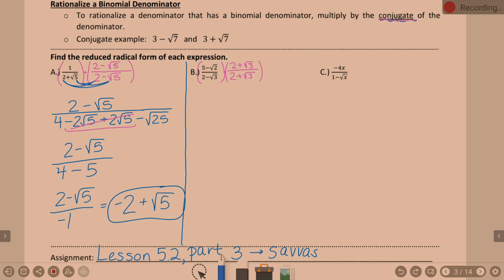So, FOIL with me. First, 5 times 2, 10. Outside, 5 times square root of 3, plus 5 square root of 3. Inside, negative square root of 2 times 2, negative 2 square root of 2. Yep, negative 2 square root of 2. And last, negative square root of 2 times positive square root of 3.